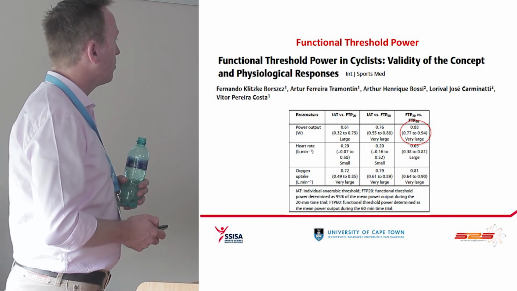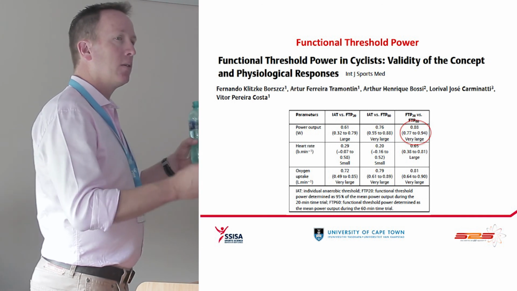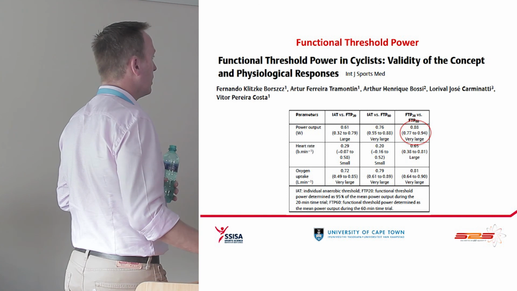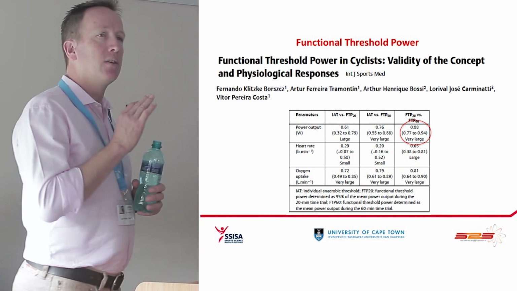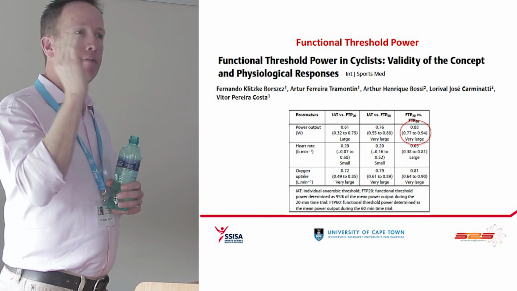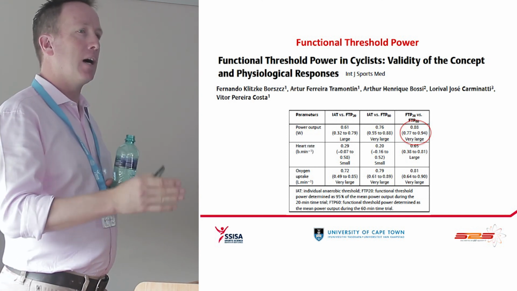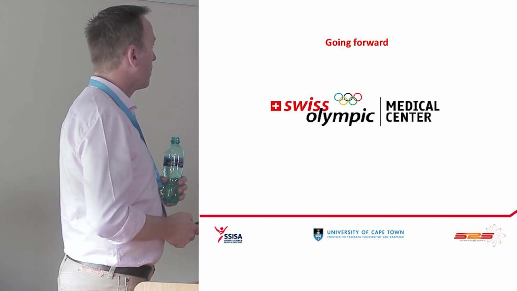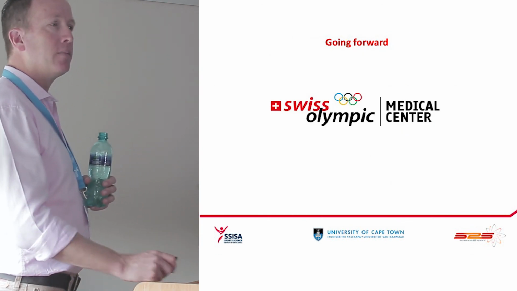Okay, and that's functional threshold power, which we use to set training intensities because it's a commonly used variable. It doesn't correlate with any of the other tests that we've seen. Nobody's shown it to correlate with ventilatory threshold or peak power output or any of the other tests, so we don't know how it relates to all the others. How should we go forward?